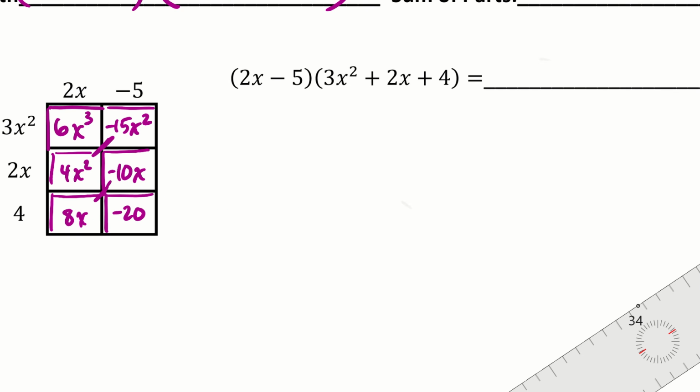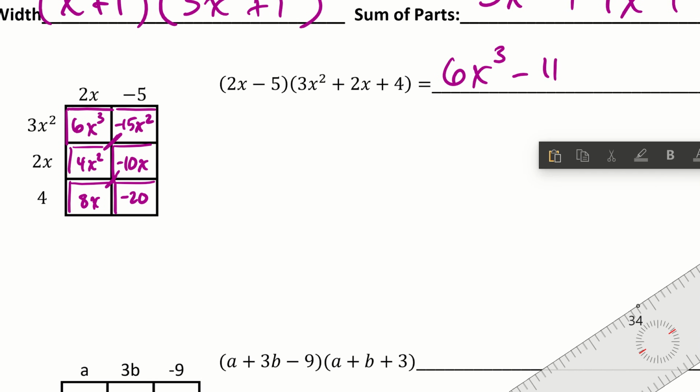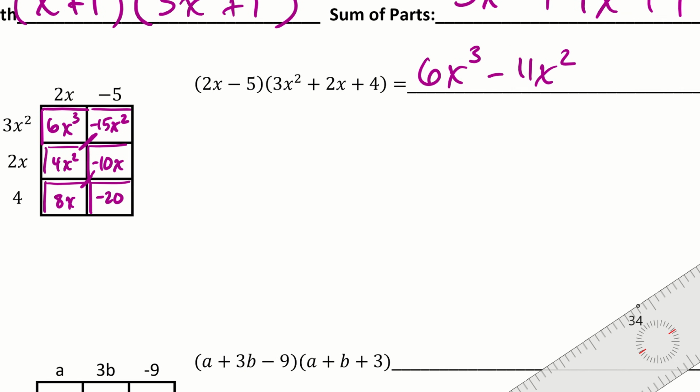And I will write my sum of the parts here as 6x cubed. And then I would have minus 11, right, because I've got a positive 4x squared and a negative 15x squared. So I've got negative 11x squared. And then when I combine 8x and negative 10x, that should be a negative 2x. And then the last part is that negative 20.